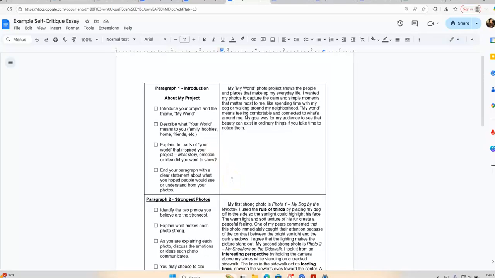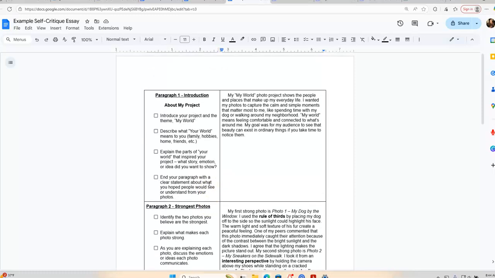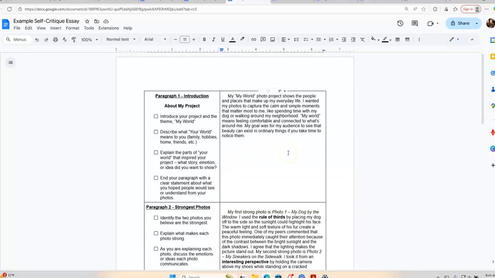Explain the parts of your world that inspired your project. So did you take pictures mostly at home? Did you take pictures mostly at school? Did you take pictures a little bit of both? Also talk about what kind of emotions, or what were you trying to communicate through your pictures? And then you're going to end your paragraph with a clear statement about what you hope people see and understand from your collection of photos. So if we were going to combine those things together, this is what that might look like.